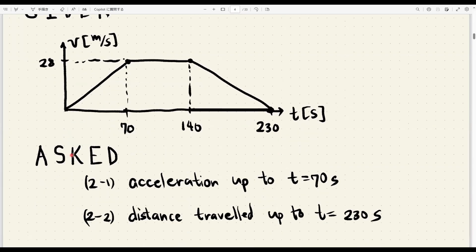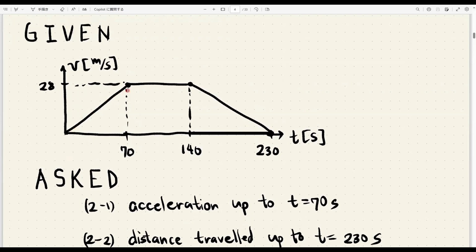The questions that we need to answer are the following. First, what is the acceleration up to this point here?